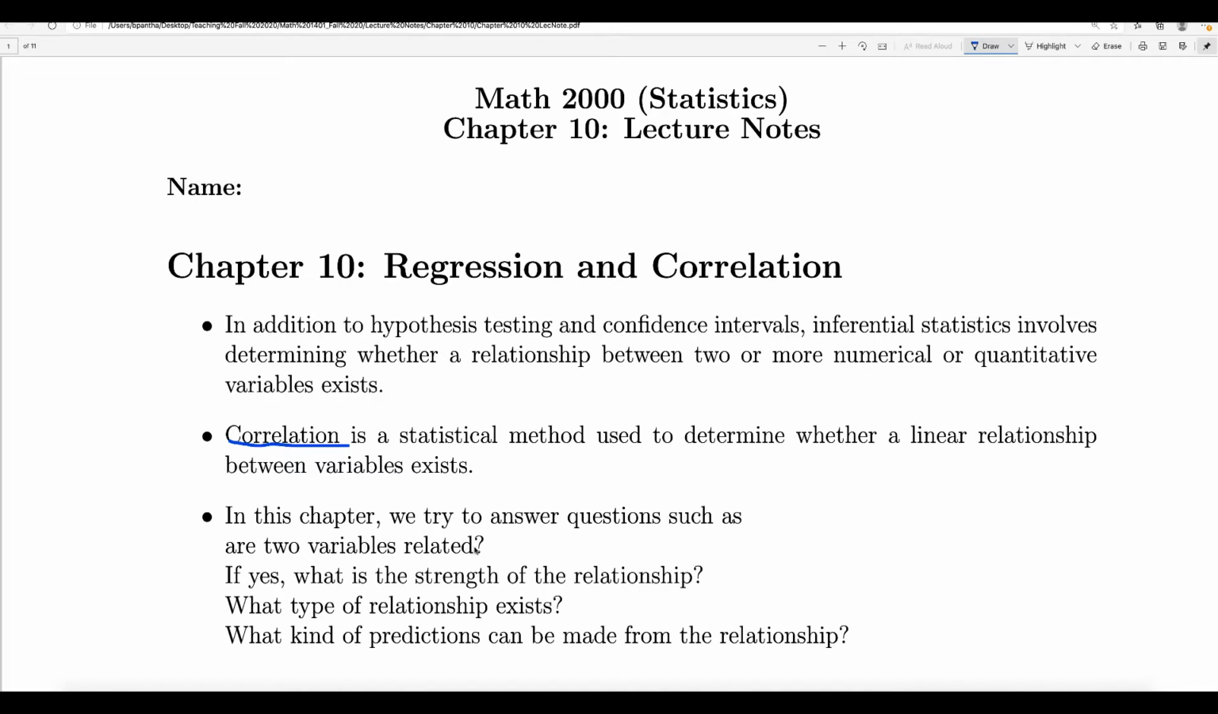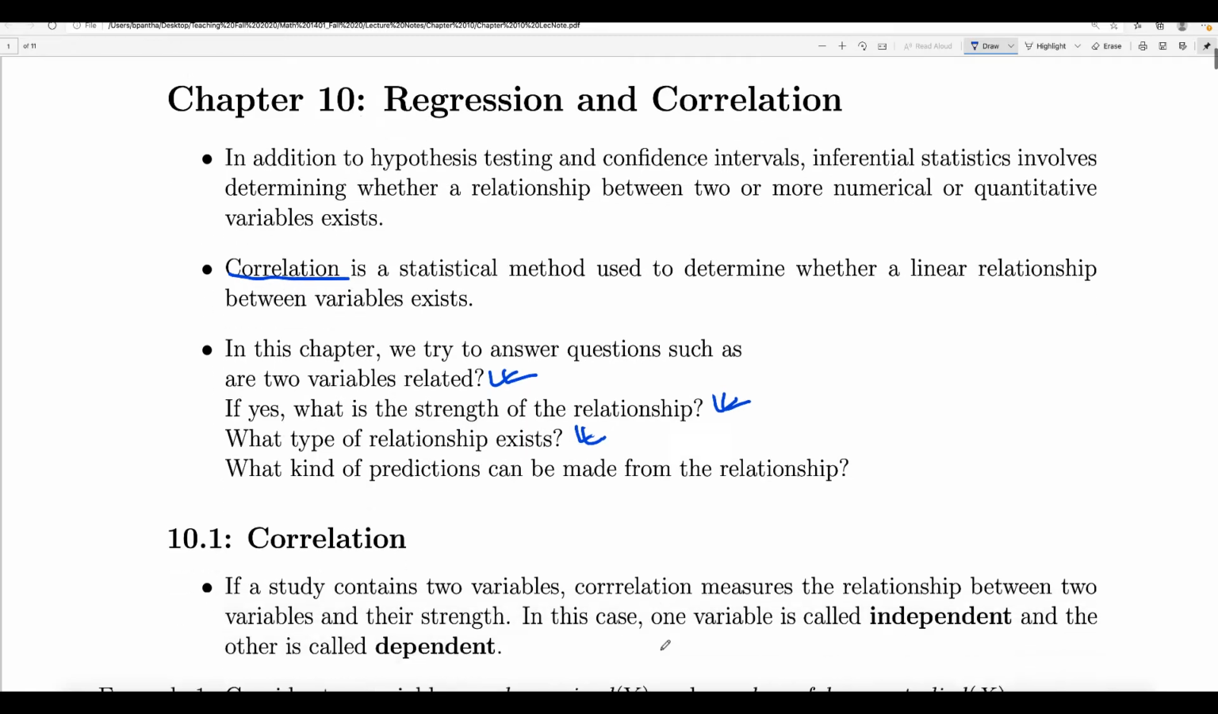In this chapter, we try to answer questions such as: are two variables related? If yes, what is the strength of the relationship? And what type of relationship exists? Meaning, whenever you increase one, does the other increase or decrease? So the type is maybe a positive or negative relationship. And what kind of prediction can be made from the relationship?